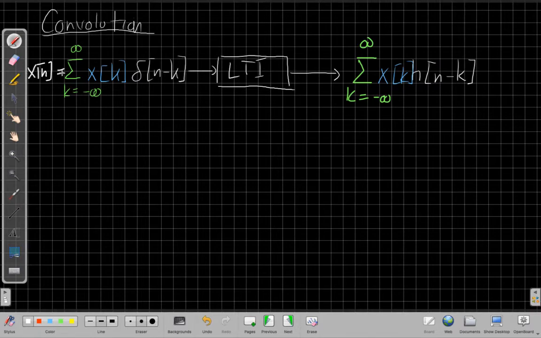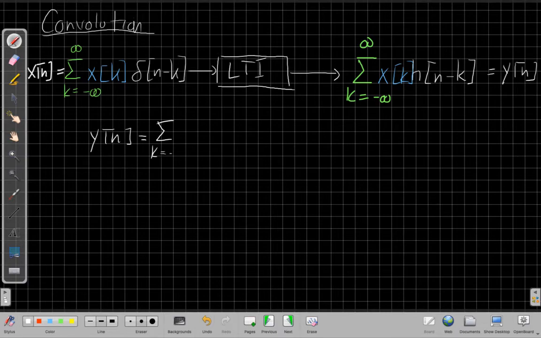I can write any signal by thinking of it as a bunch of scaled and shifted impulses all added together. It's almost a circular definition there. And so what I have on this side is saying the output y of n is equal to this sum that involves the input and the impulse response for any LTI system. It's such an important equation, I'm going to rewrite it.